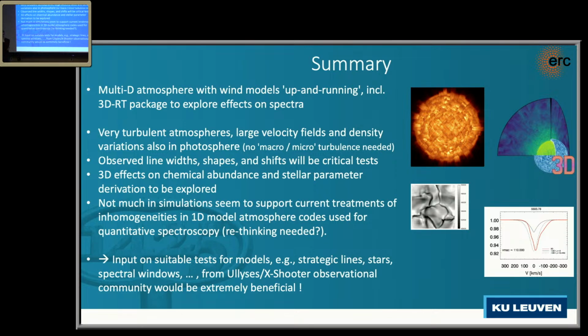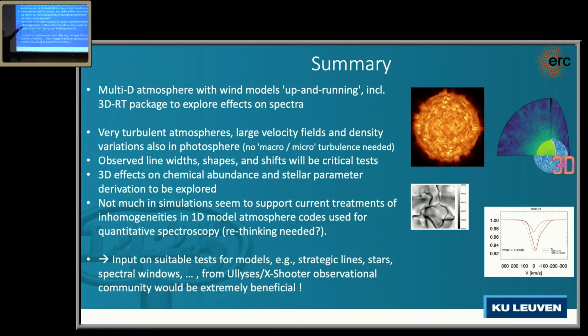So all right, that was basically it from the first multi-atmosphere wind models up and running. We have some 3D package there to explore effects on spectra. Now, key results: we have very turbulent atmospheres, with large velocity field and density variations also in the photosphere. No micro and macro turbulence is needed. If anything, the velocity fields are too high at the moment. So we will see. Hopefully we can start to do some quantitative fitting together here.